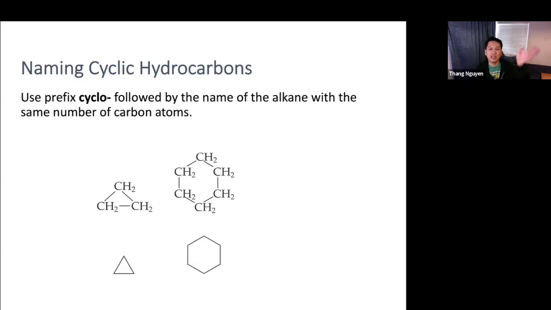To name them, we just add the word cyclo in front. So for example, if this is a 3-carbon, what do we call that? Propane, right? But now they're stuck together, so they are cyclopropane. Okay, what about this one? 6 carbons, what do we call that? Hexane, right? So we call this cyclohexane. Notice when we draw the skeletal structure of it, remember we don't draw in carbons and hydrogens, so it's just like a hexagon shape. And this is a triangle shape.